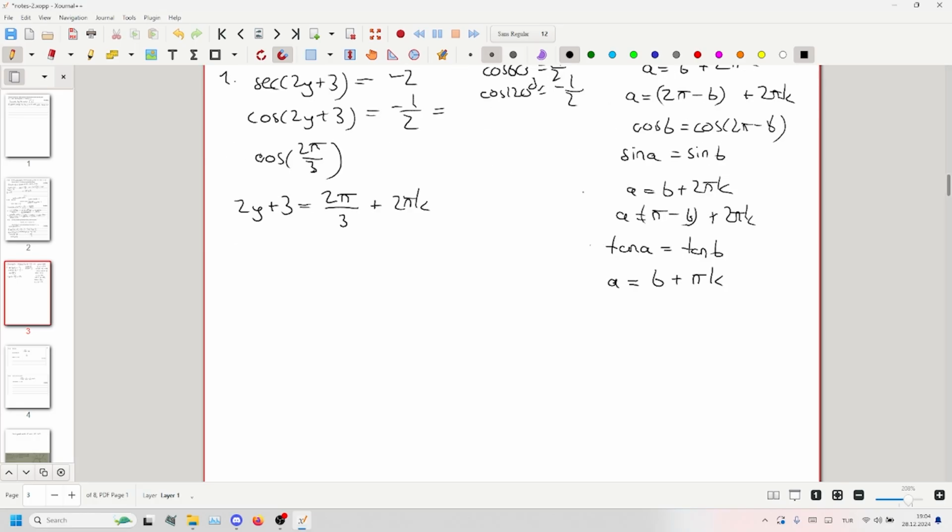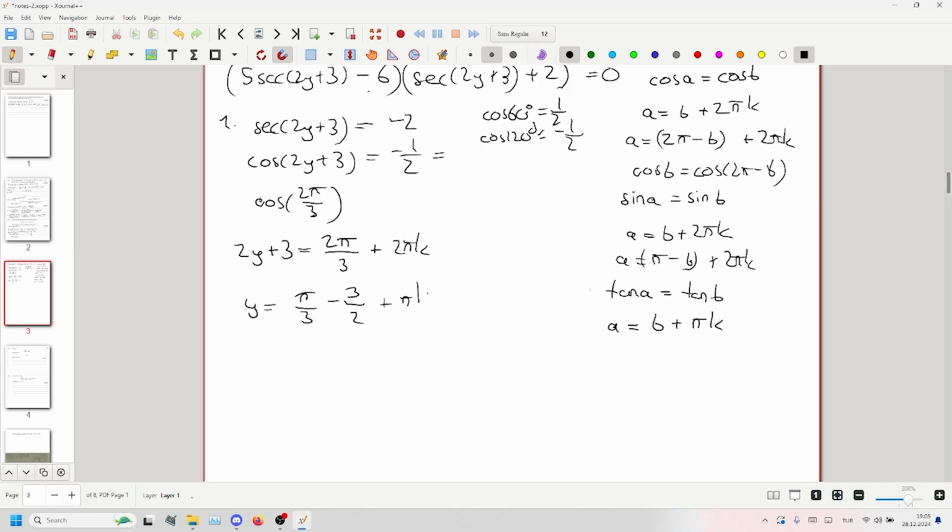So we can write 2y is equal to 2 pi over 3 minus 3, plus 2 pi k, and then we can divide by 2. So we'll get y is equal to pi over 3 minus 3/2 plus pi k. Hold on. Plus pi k. It's the same. Yeah, right, okay.